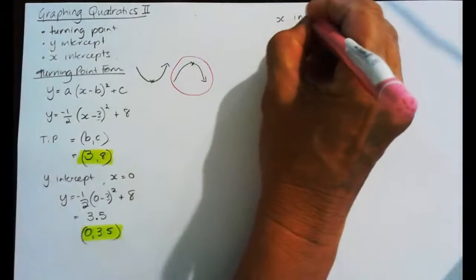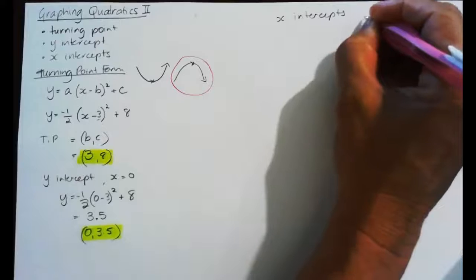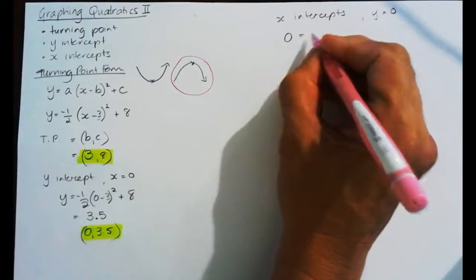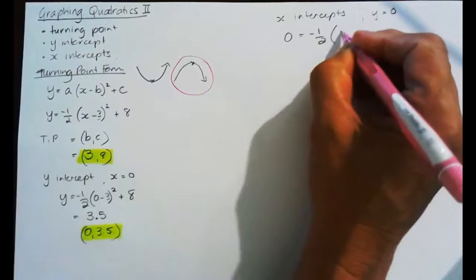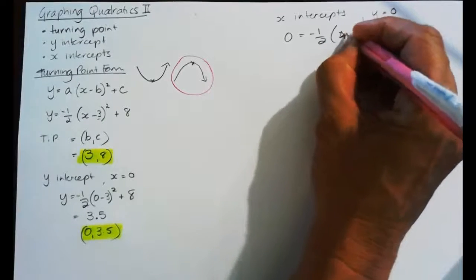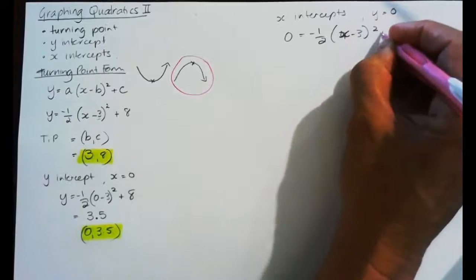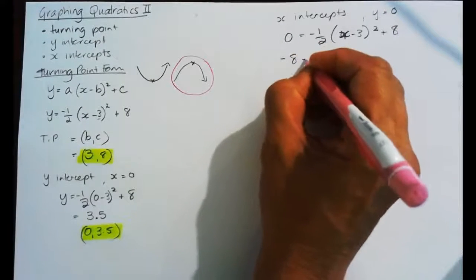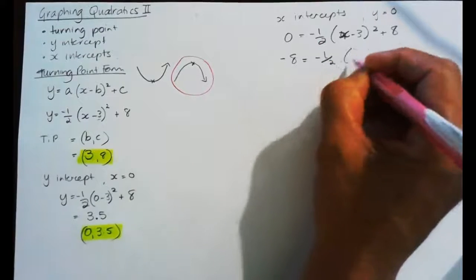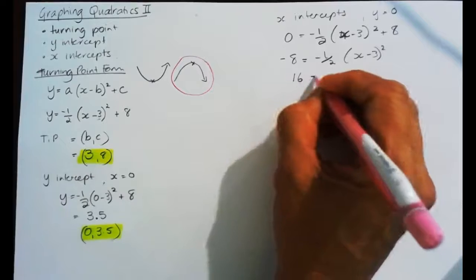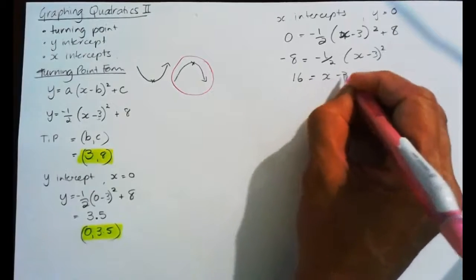Now for our x-intercepts, they just occur when y equals 0. So if we substitute 0 in for y, we've got 0 equals negative a half, x minus 3 squared, plus 8. So we've got negative 8 equals negative a half, x minus 3 squared. So 16 equals x minus 3 squared.